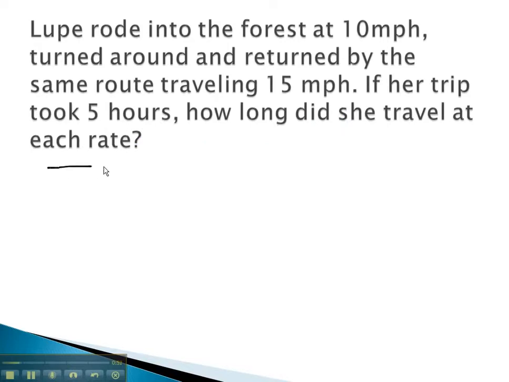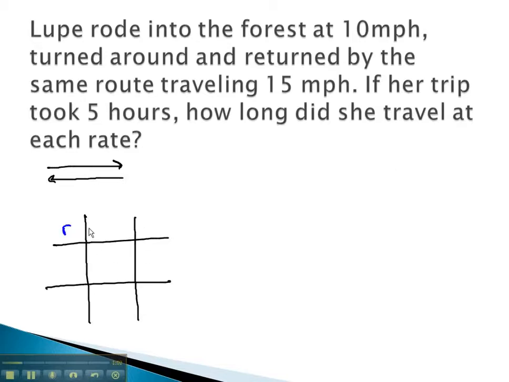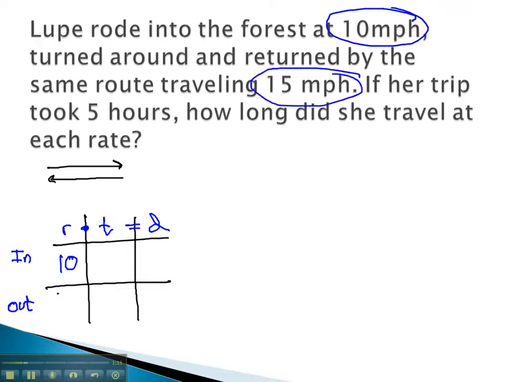In this example, we see Lupe run into the forest and then return home by the same route. Organizing our information in a table, we see that rate times time equals a distance. Going into the forest, her rate was 10 miles per hour. Coming out of the forest, her rate was 15 miles per hour. And we know the total time is 5 hours. When we have the total time, the first cell is t, the second is total, or 5, minus t.